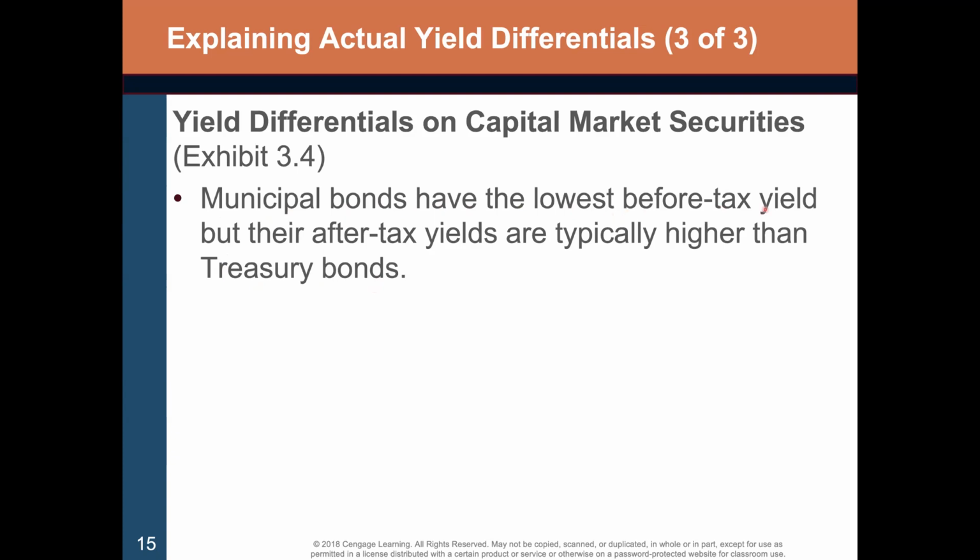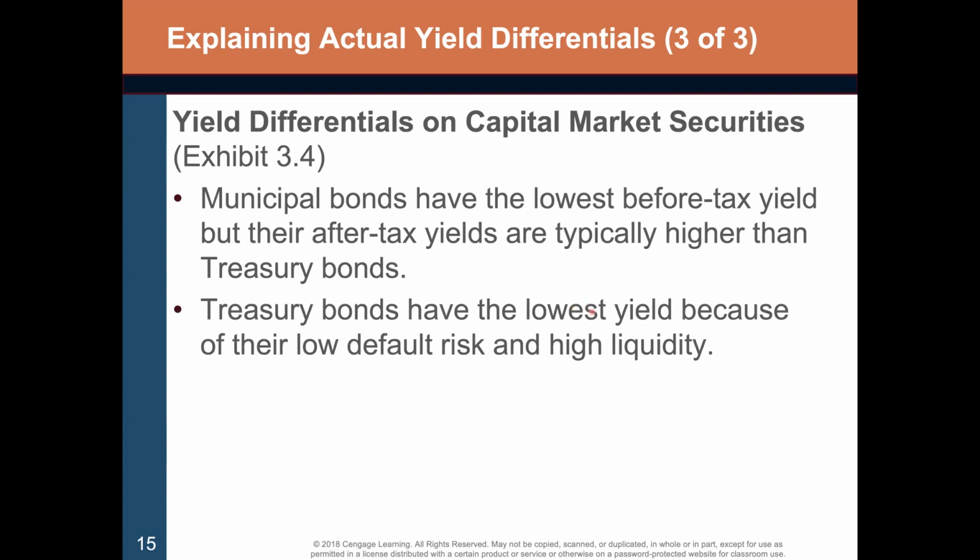So while their before tax yield is lower, when we take into account the fact that we have to pay tax on other types of bonds, the after tax yield of municipal bonds is typically higher than that of treasury bonds. Treasury bonds have the lowest yield because of their low default risk and high liquidity. They're very actively traded compared to other bonds. I had a client who had invested in some municipal bonds and wanted to sell them. And it took them about 4 weeks before they could find a buyer for those municipal bonds. And it can take longer than that. Treasury bonds, though, are very highly traded, and so they're much more liquid.